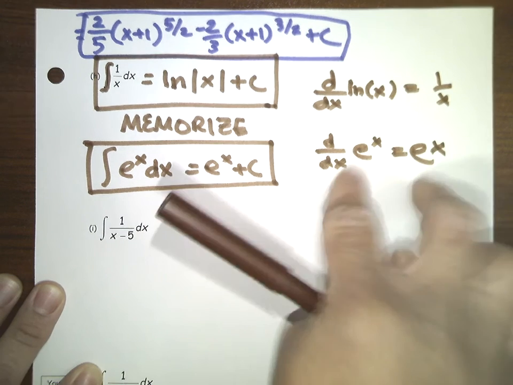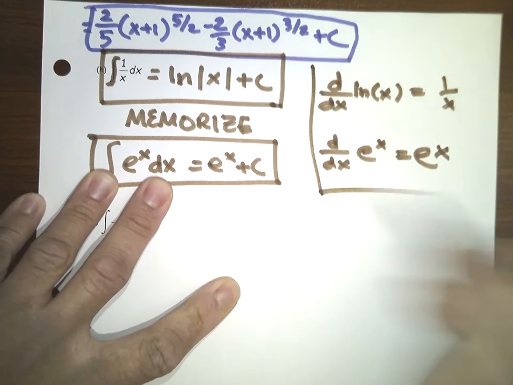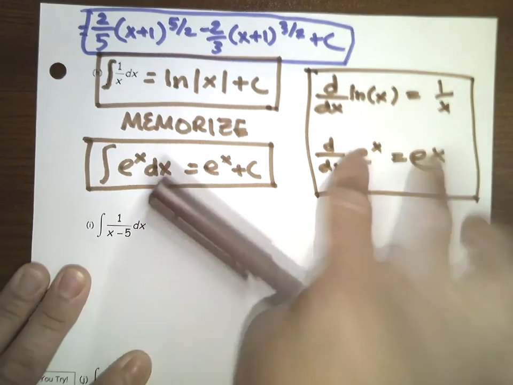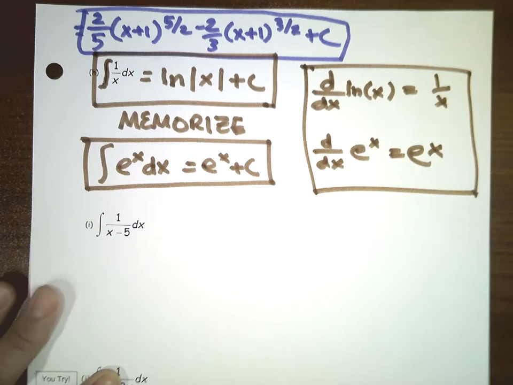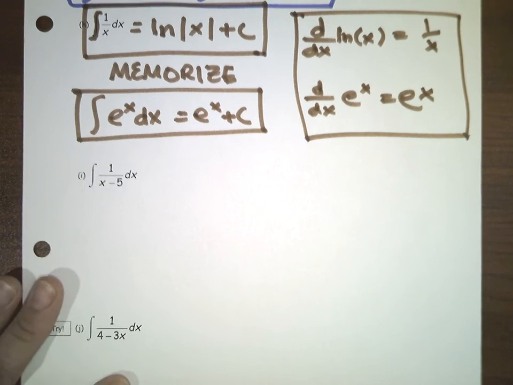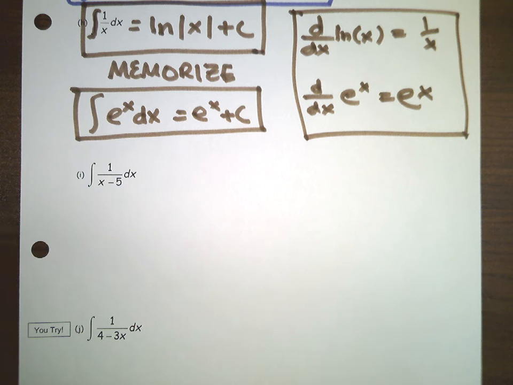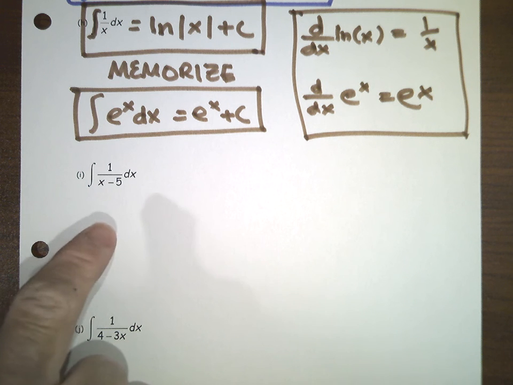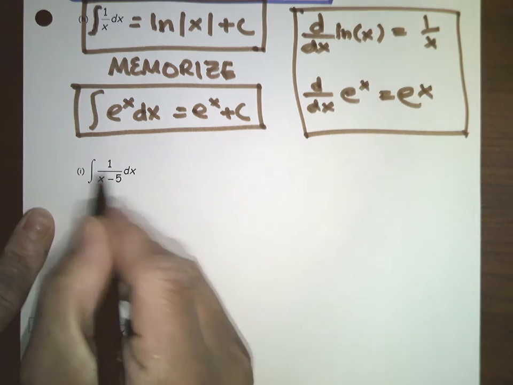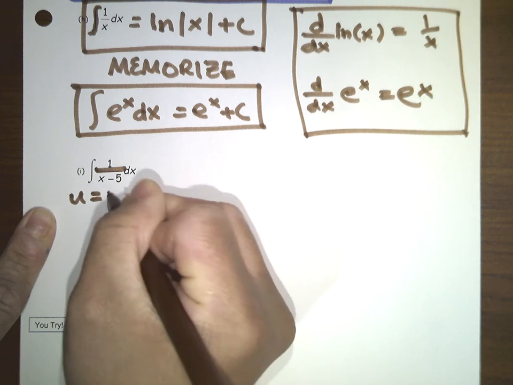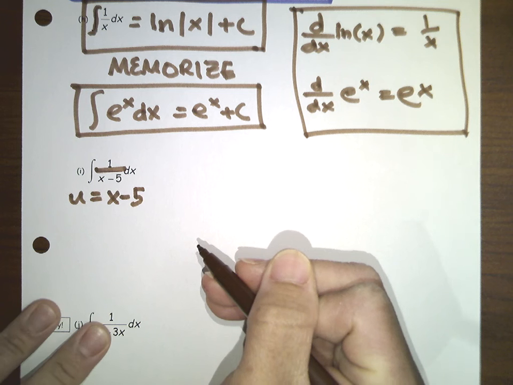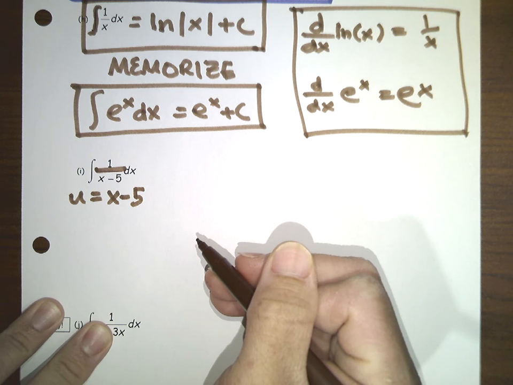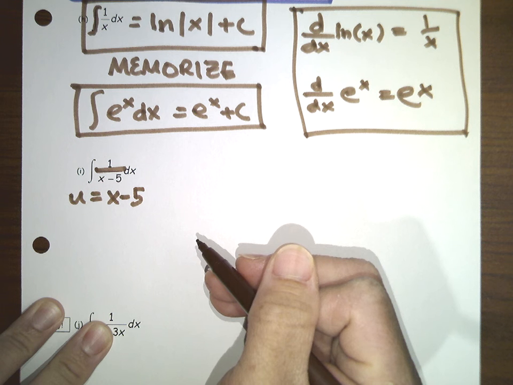So this is exactly what you would expect, all right? Remember that these are the derivatives and these are the integrals to memorize for the logarithmic and exponential functions. All right, so what happens when you have 1 over x minus 5 instead of 1 over x? Well, you just let u be x minus 5. In these types of problems, you should usually let u be the denominator. All right, so keep that in mind as well.